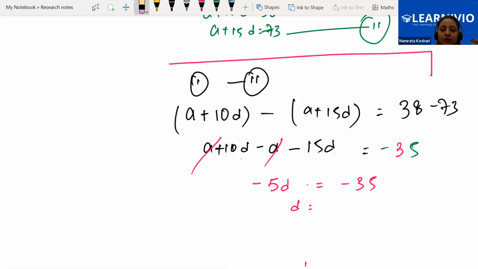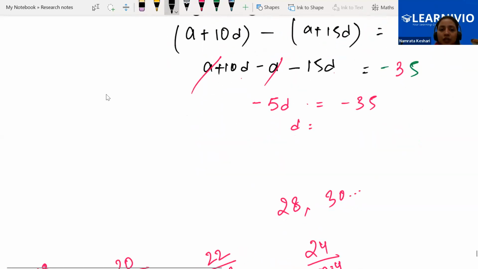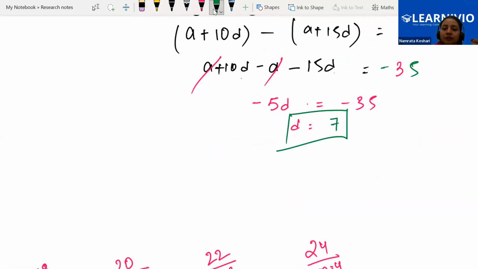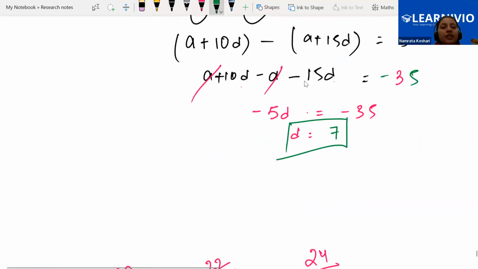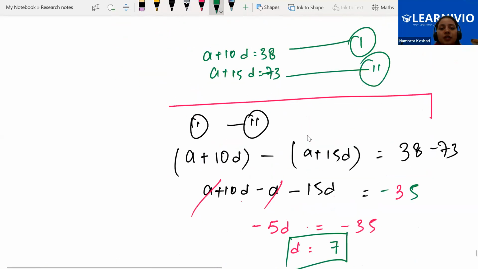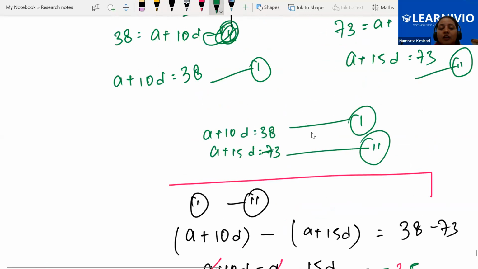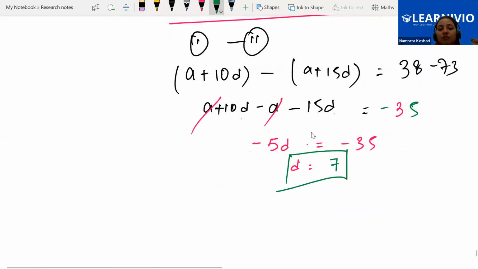Sumaya, Ziana has already done. Sumaya, you have also done. Have you got the same, whatever we are getting over here? Galvin, it is 7. d, we got 7. We have to find a and d. a we can find by substituting d in any of the equations, be it equation 1 or equation 2. We will substitute the d value and we will get a.